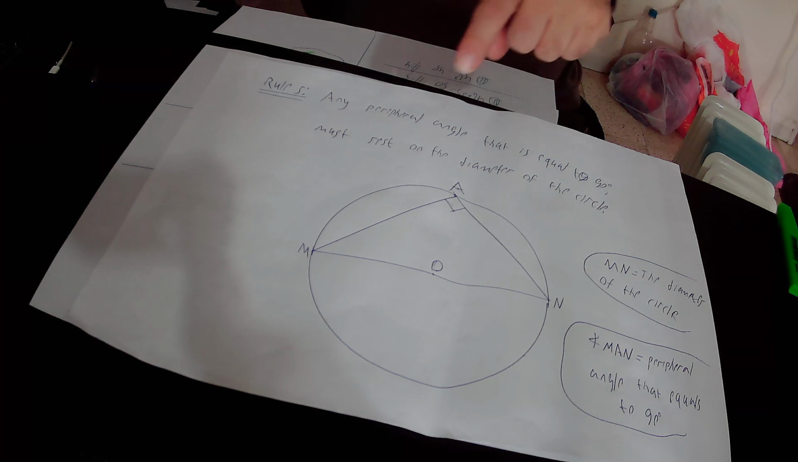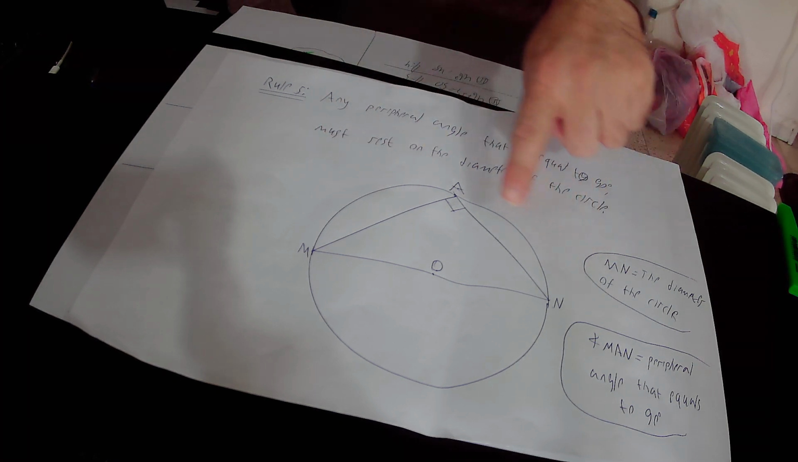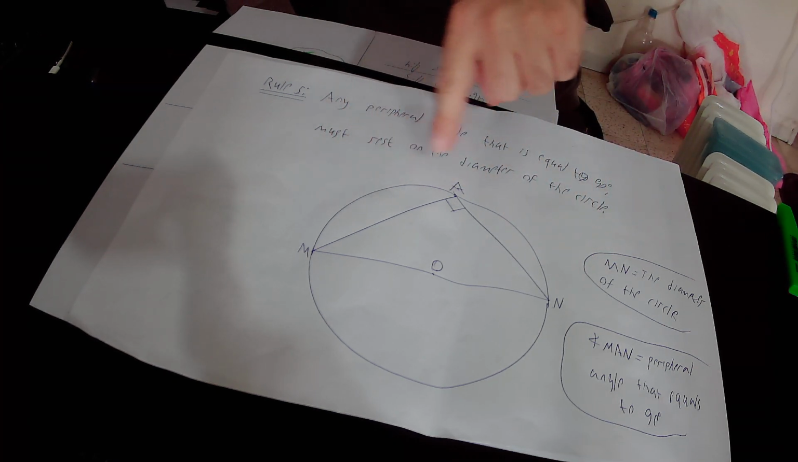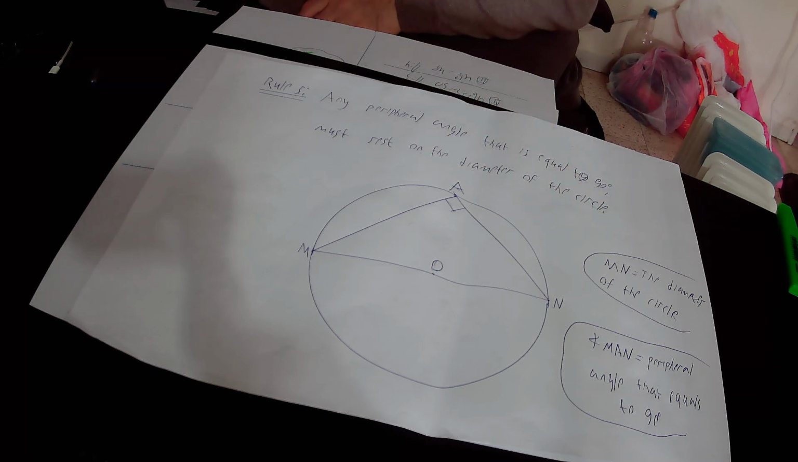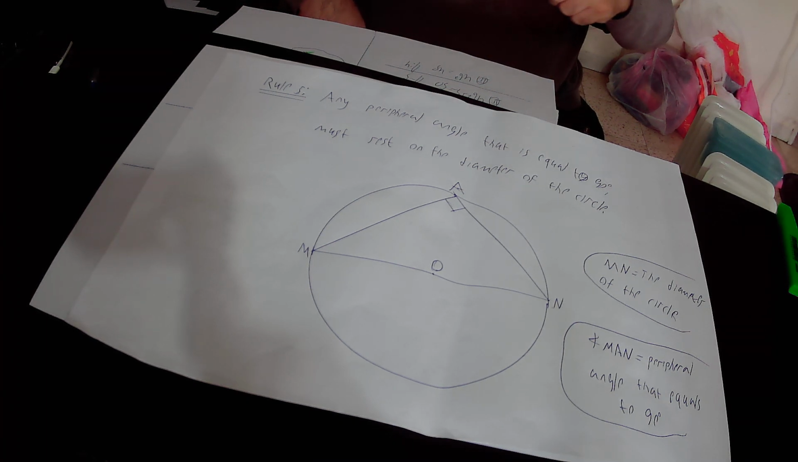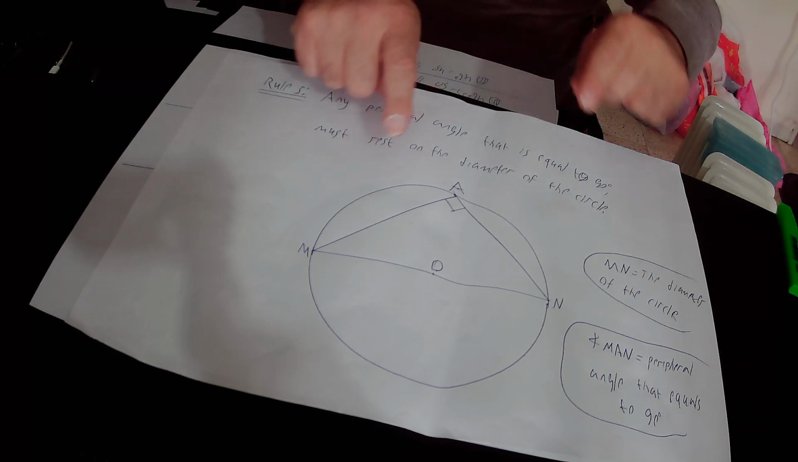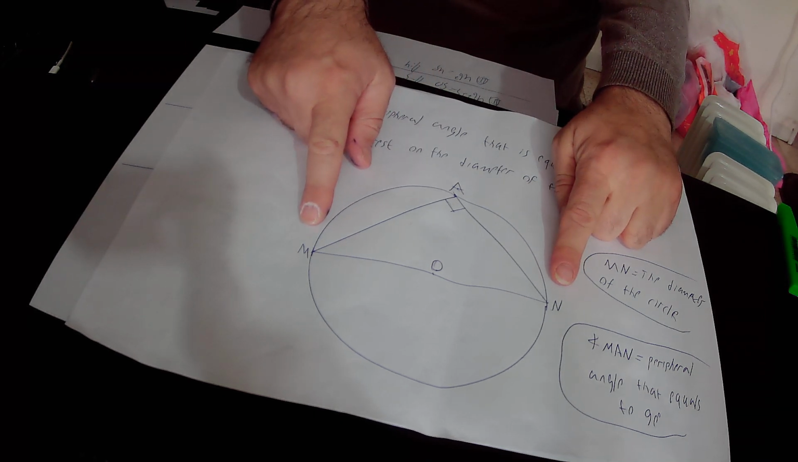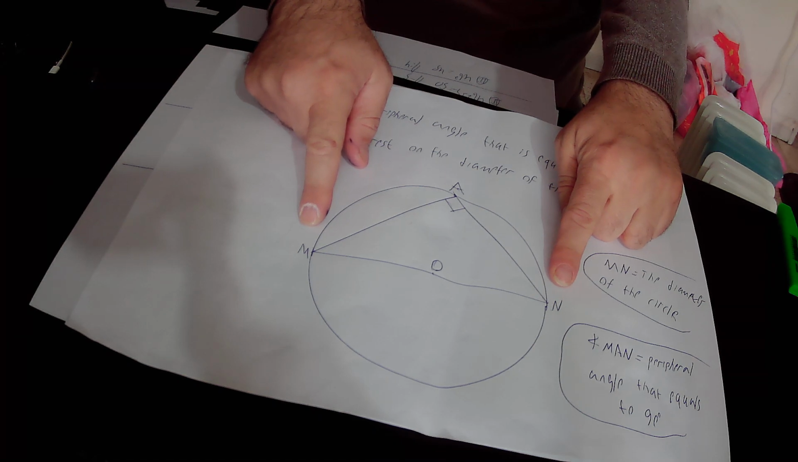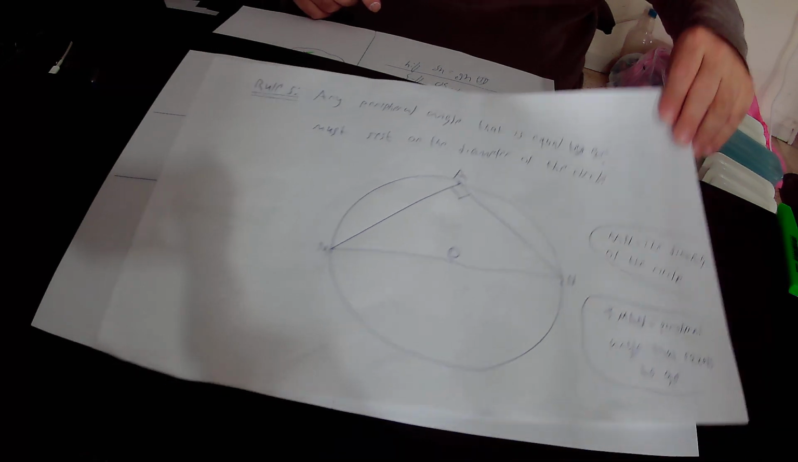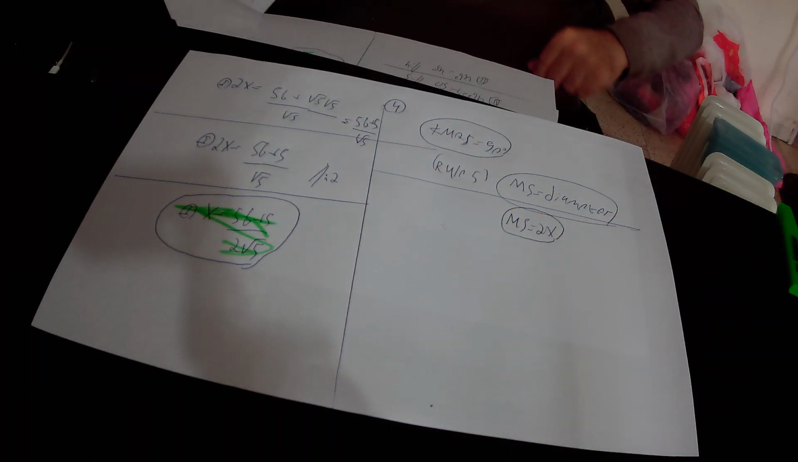In the drawing we have peripheral angle MAN. The size of this peripheral angle MAN is 90 degrees. Therefore, according to this rule number 5, this peripheral angle MAN must rest on the diameter of the circle. Peripheral angle MAN rests on MN. Therefore, MN must be the diameter of the circle. We can actually implement rule number 5 in our drawing.